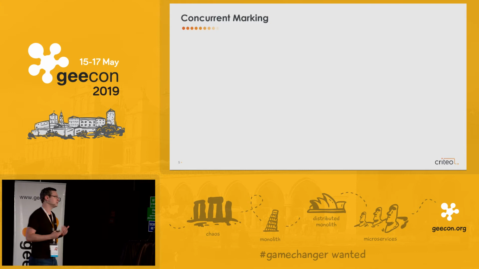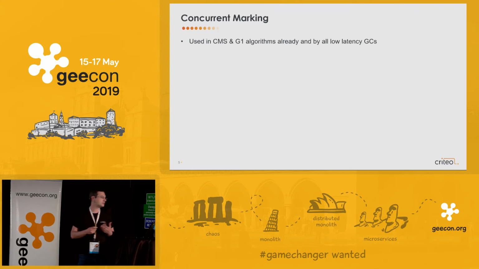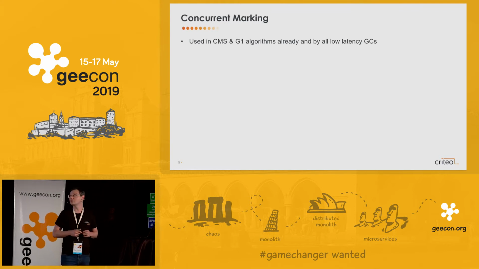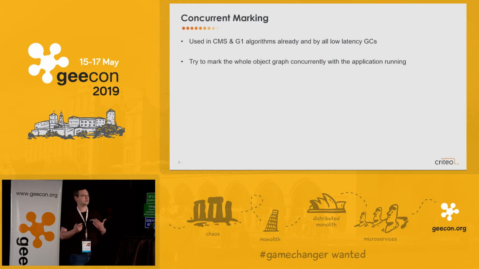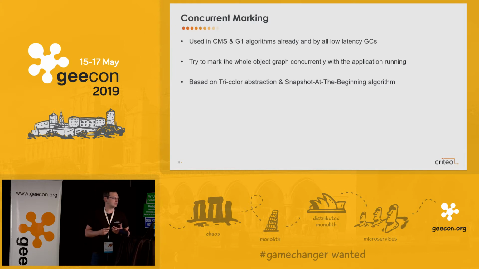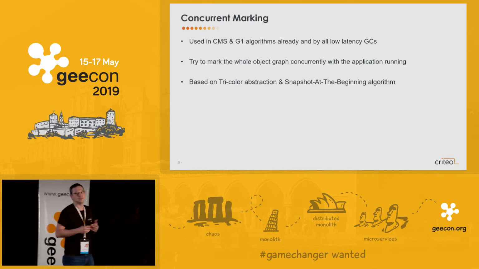Concurrent marking is the common part for all these GCs. It's not new, because we already use concurrent marking for CMS, concurrent mark and sweep, and G1. The technique is to try to mark the whole object graph concurrently with the application. So the threads of your application are still running, and you want this part of the GC to run concurrently to save pause time. This concurrent marking is based on the tricolor abstraction and the snapshot-at-the-beginning algorithm.